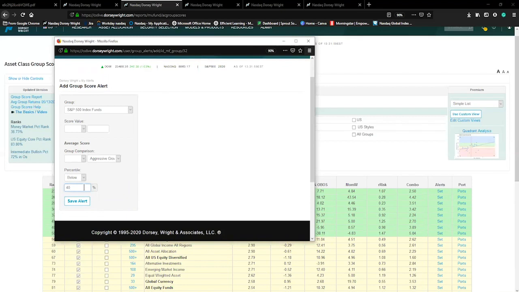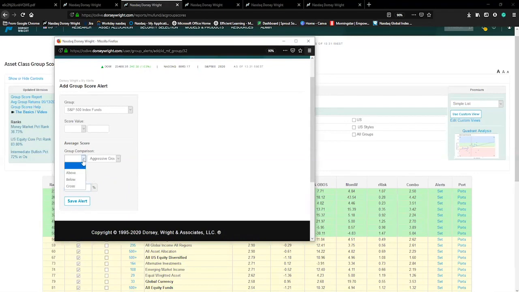You would then save the alert, and the system is going to send you an email if that was to occur. So it wouldn't be something that you would necessarily have to come back in and check each day. You can do the same thing for any of the other groups that we have on the page. Again, that's going to be looking at the broader percentile out of all 135 different areas. So if you wanted to do the same thing for money market, you could do that as well.